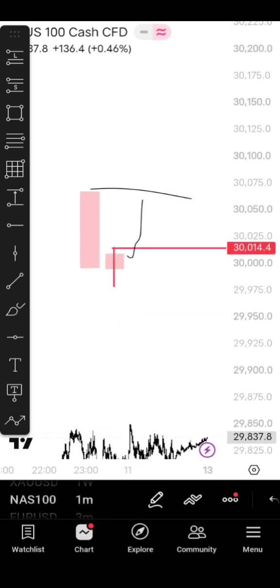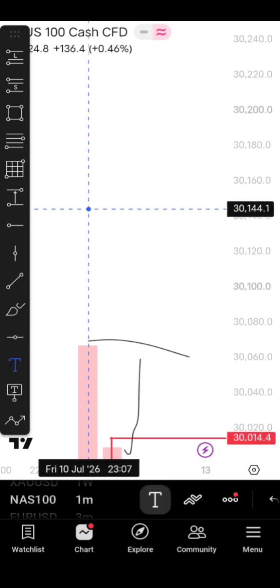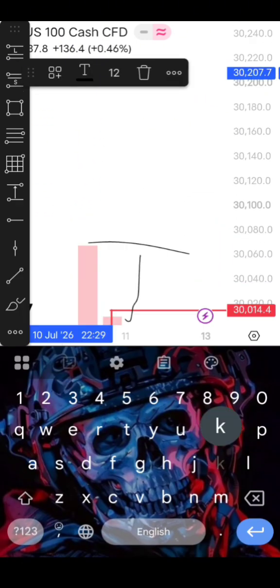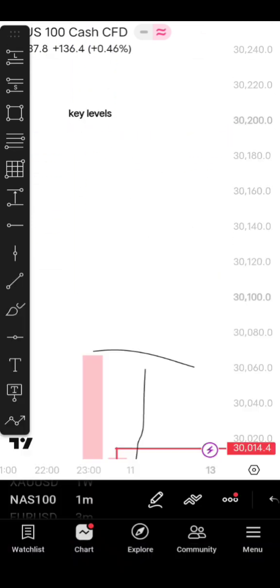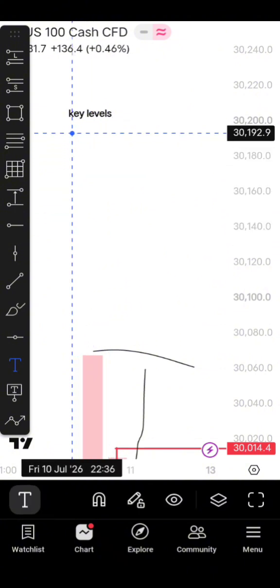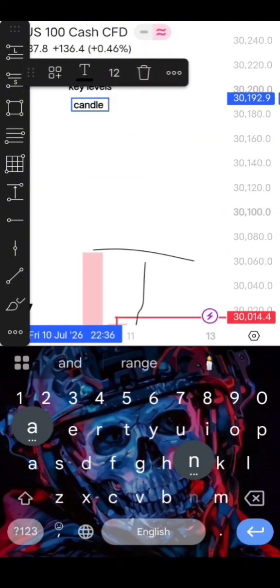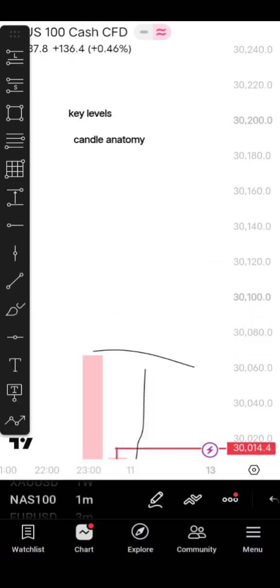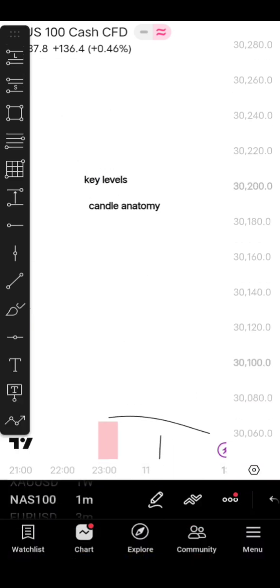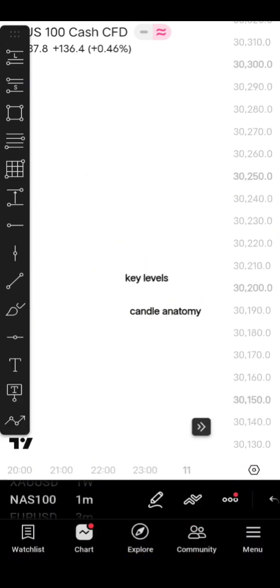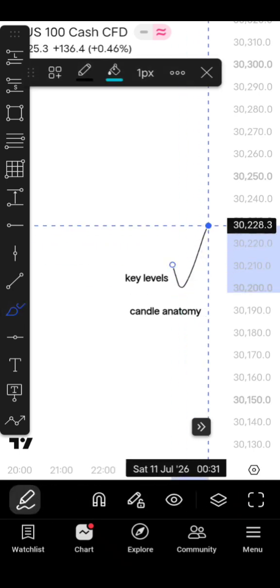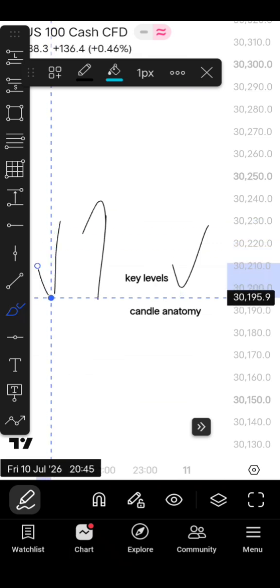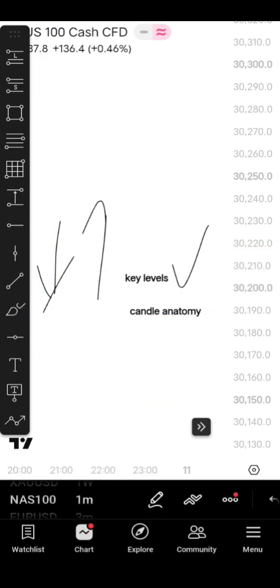I just added two things in this strategy. What things? I added the key levels, and the next thing I added is the candle anatomy. So what I mean by that, for example, key levels. What are key levels? Key levels are those areas from where we can expect a buying or a selling operation.